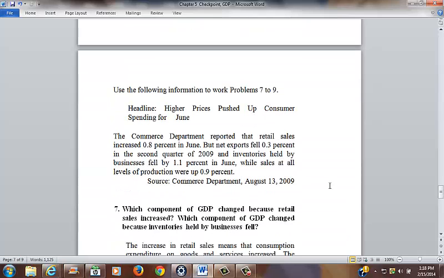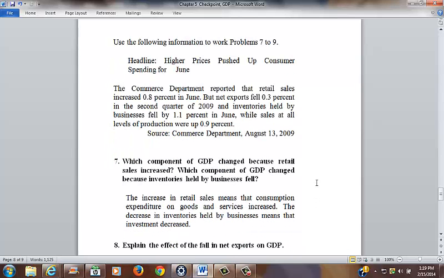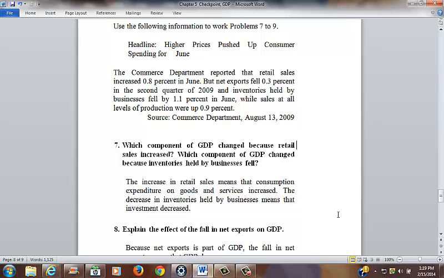Information for problems 7 to 9. The headline reads, higher prices pushed up consumer spending for June. The Commerce Department reported that retail sales increased 0.8% in June, but net exports fell 0.3% in the second quarter of 2009, and inventories held by businesses fell by 1.1% in June, while sales at all levels of production were up 0.9%.